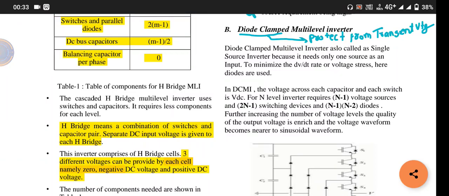So hello everyone. Let's start with the next type of multi-level inverter, that is the diode clamped multi-level inverter.